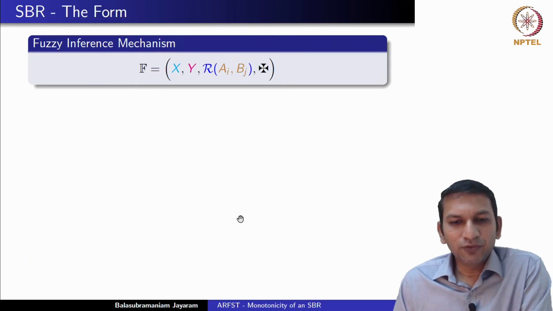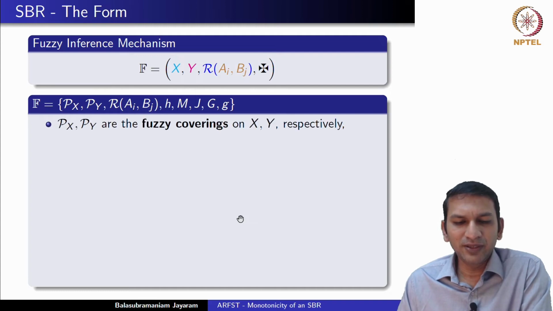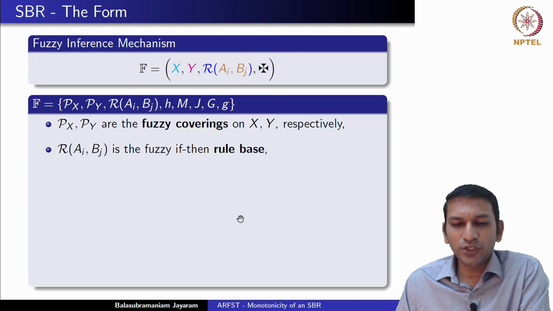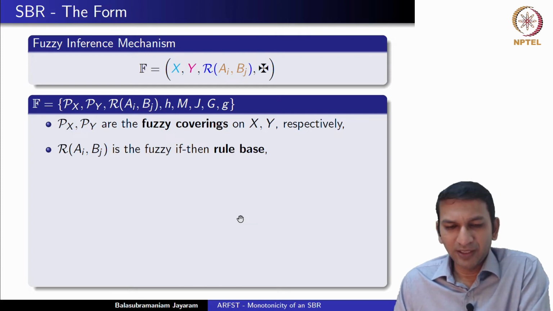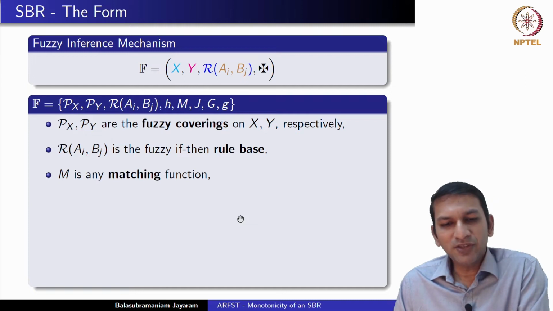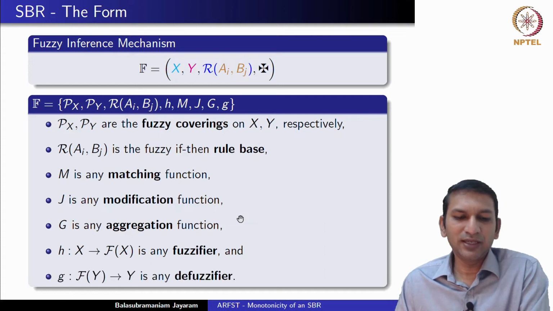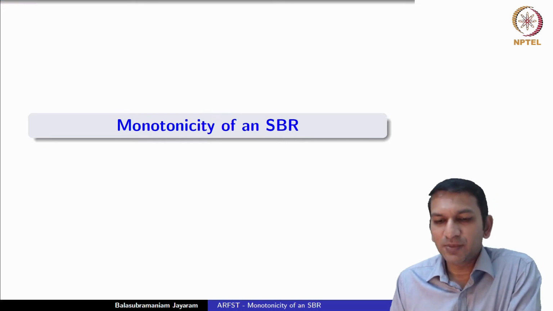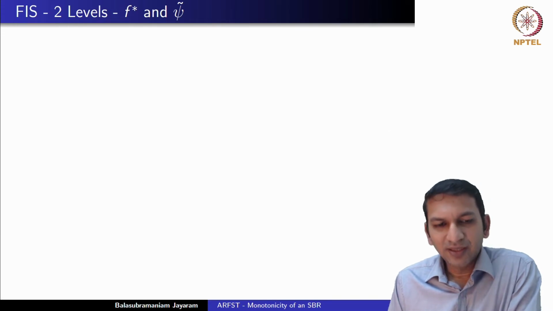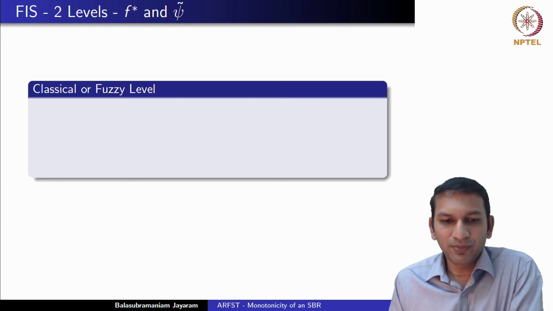Well, in terms of the form, we know that there are these many parameters or degrees of freedom that we have. Px and Py are the fuzzy coverings on X and Y. They give rise to the rule base where the Ai's come from Px and Bi's come from Py. They form the fuzzy if-then rule base. M is any matching function, J is any modification function, G is an aggregation function, H is the fuzzifier, and G denotes the defuzzifier. Let us now discuss the monotonicity of an SBR inference scheme. We have seen that a fuzzy inference system can be discussed at 2 levels, one at the classical level as a function from X to Y.